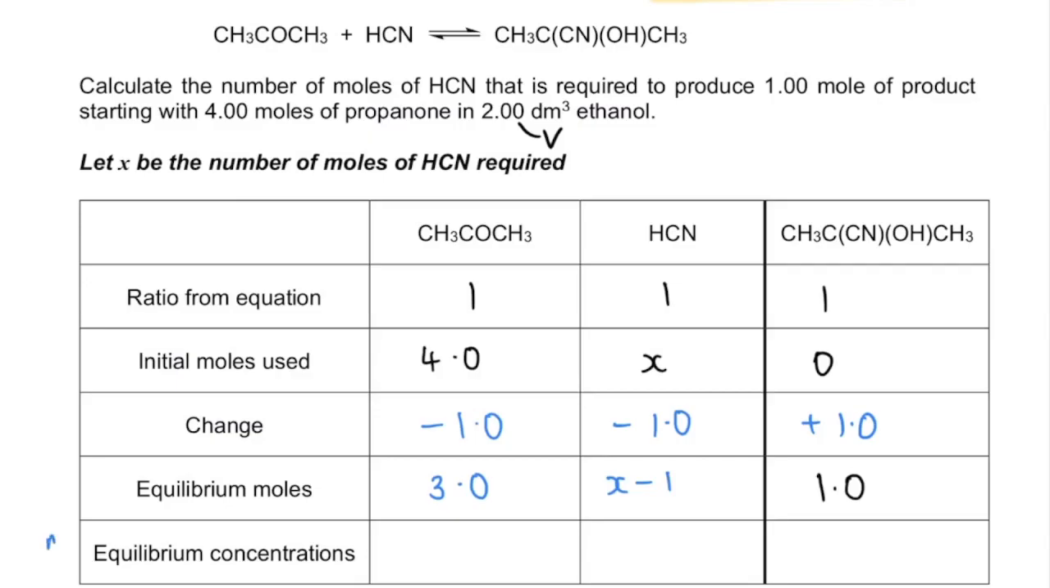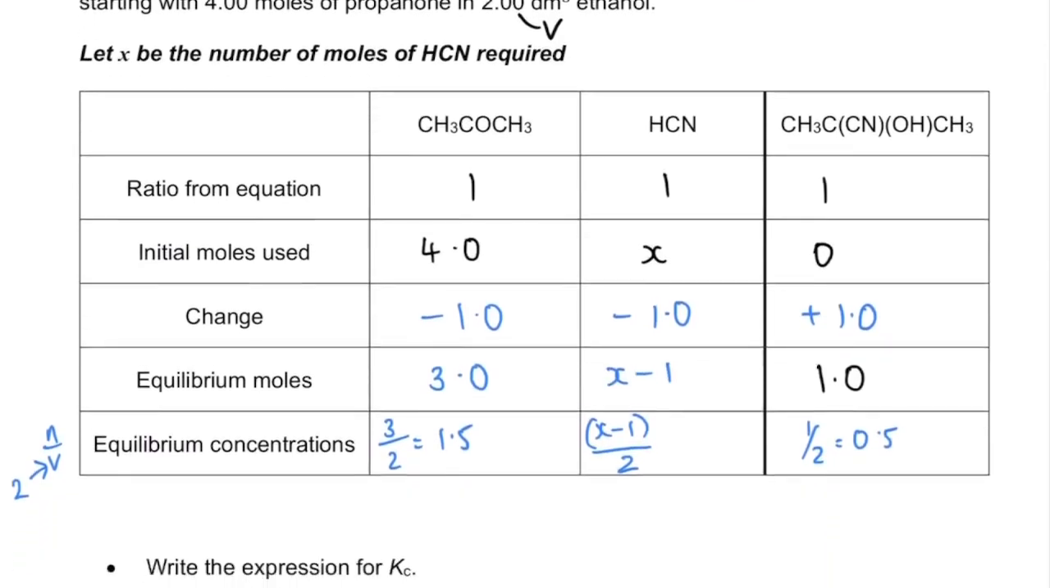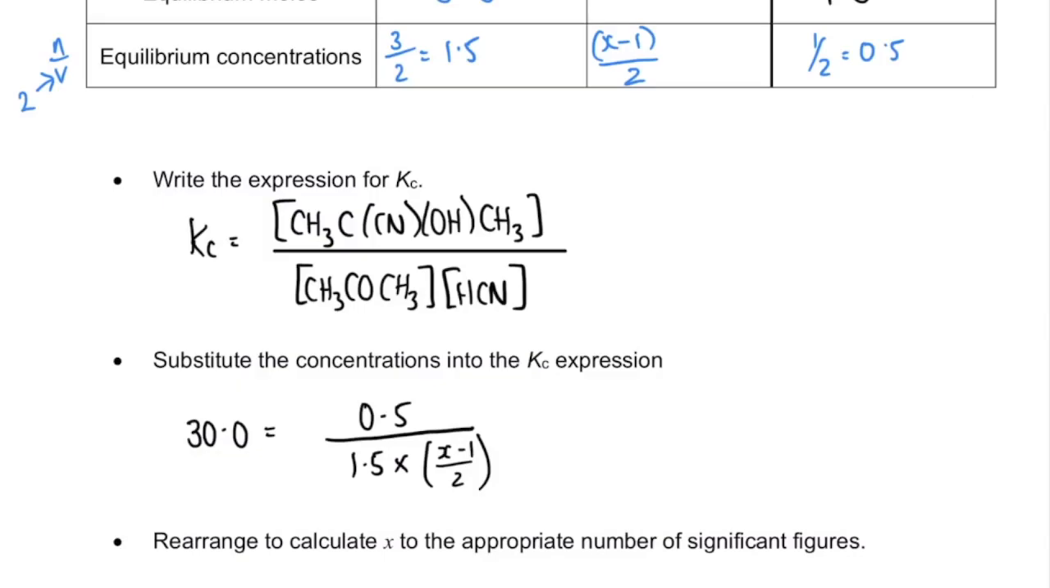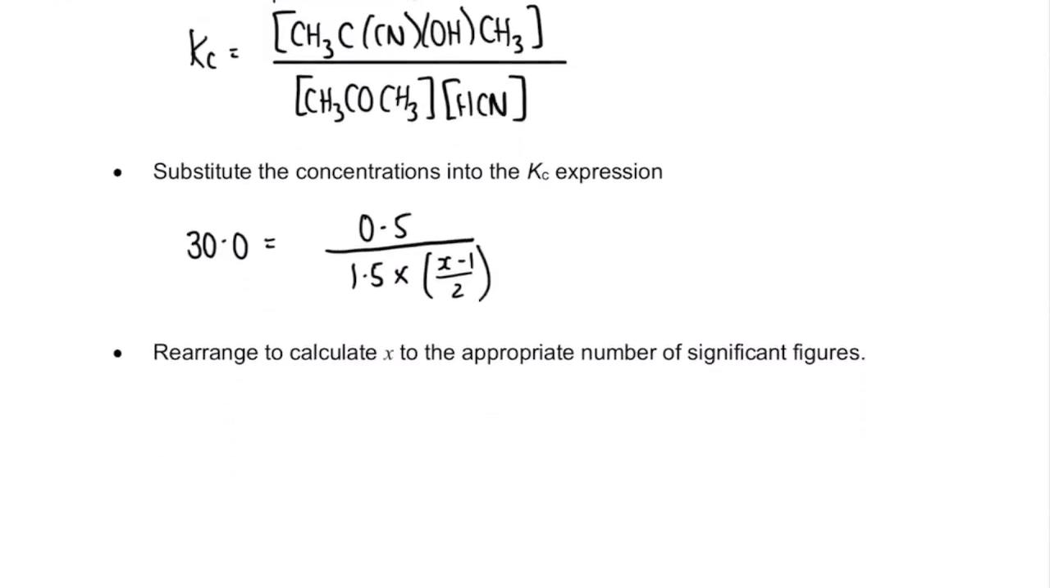Now we know that our volume is 2 decimeters cubed, so we're going to do 3 over 2, which is 1.5. We've got X minus 1 all over 2, and we can't do anything with that. And we've got 1 over 2, which is 0.5. So let's write an expression for Kc and try to substitute in what we've got. So I've just substituted in the numbers that I've got. Now I've got to do some rearranging. So I've put in the values that were in the table and the Kc.